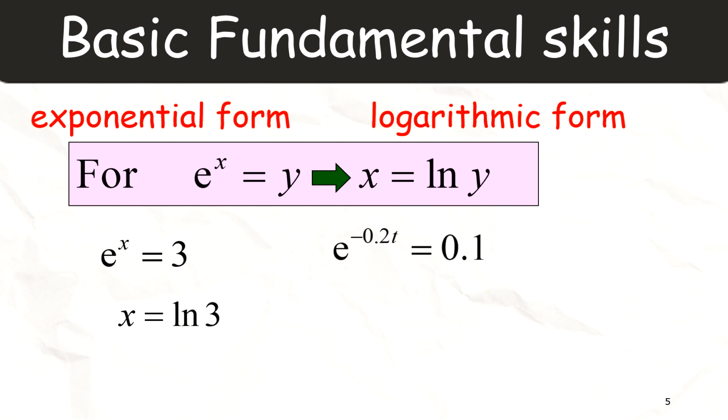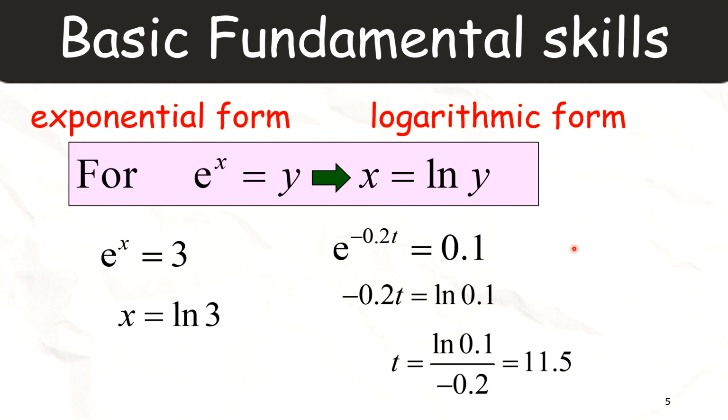Now, what if I have another equation with a negative index? Same here with the negative index. What I am going to do is rewrite this. I will be able to have negative 0.2t is equal to ln 0.1. Therefore, the value of t is equal to ln 0.1 divided by negative 0.2. And if you use a calculator, you will be able to simply get the value, which is equal to 11.5. This is very basic and fundamental, so make sure you know them.